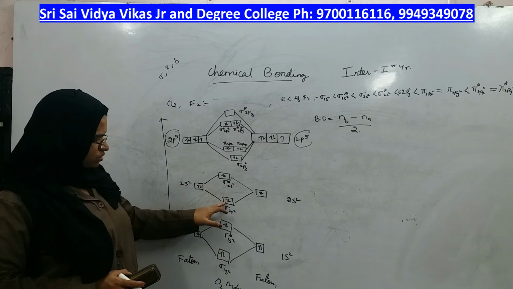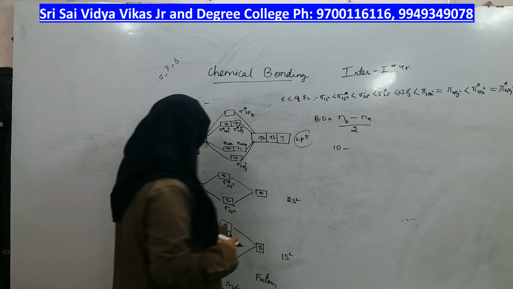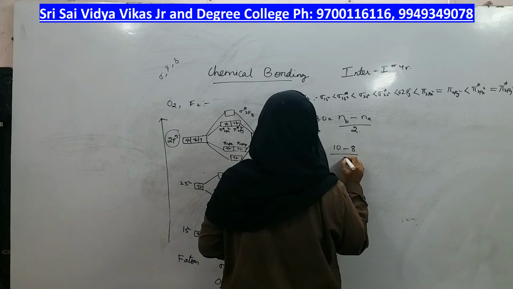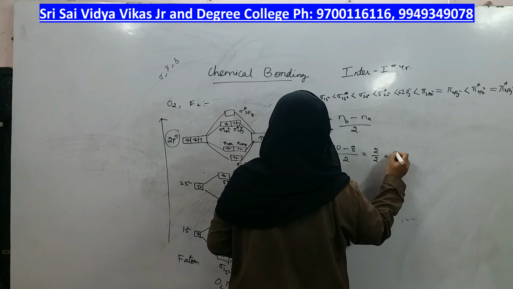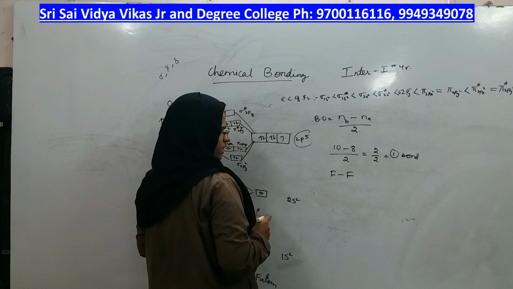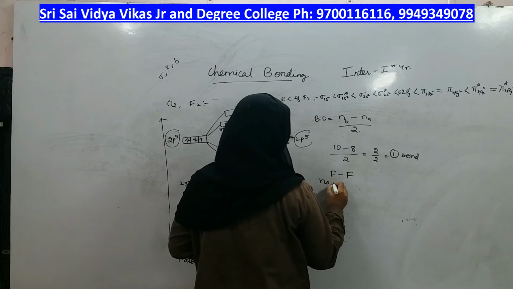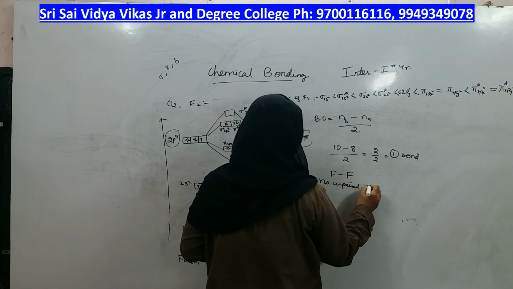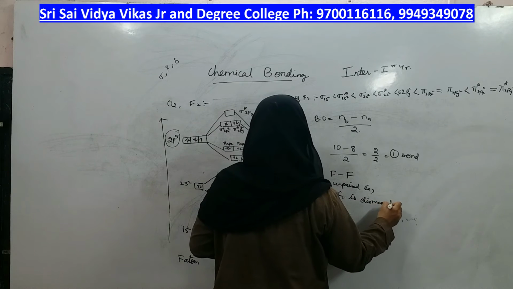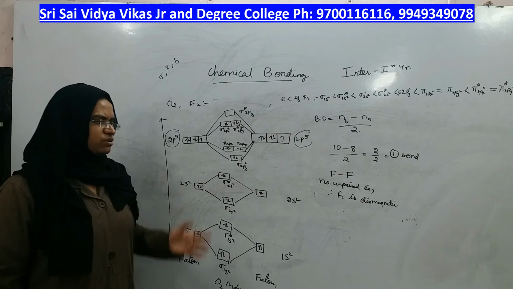Bonding electrons 1, 2, 3, 4, 5, 6, 7, 8, 9, 10. How many bonding electrons? There are 10. Anti-bonding 1, 2, 3, 4, 5, 6, 7, 8. 8 divided by 2. That means 2 by 2, 1 bond only. In fluorine molecule, there is only 1 bond between 2 fluorine atoms, right? Now, any unpaired electrons are present or not in the molecular orbitals? No unpaired electrons. Therefore, the molecule is diamagnetic in nature. This is a fluorine molecule in which unpaired electrons are absent. Therefore, the molecule is diamagnetic in nature.